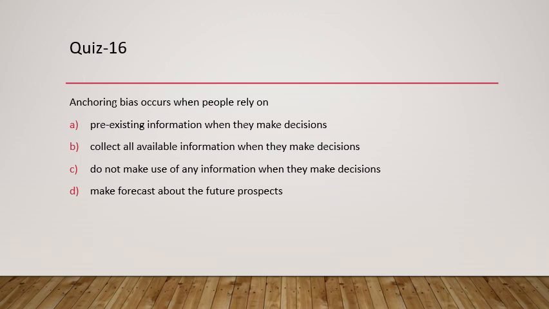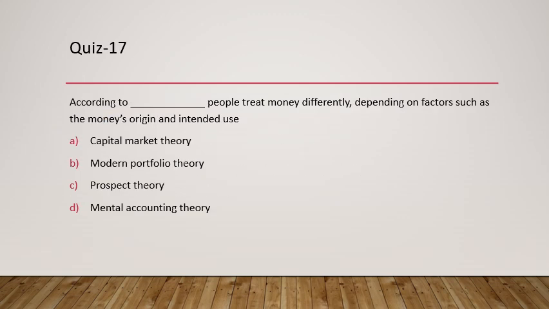Question number 16, anchoring biases occur when people rely on pre-existing information when they make decisions, collect all the available information when they take decision, do not make use of information when they take decision, and make forecast about future prospects. So here we will say that when pre-existing information is used when they make decisions is where the anchoring bias will occur. Now we go to the next question. According to which of the theory people treat money differently depending on the factors such as money origin and intended use? We will say this to be the prospect theory, and that is where the answer lies.